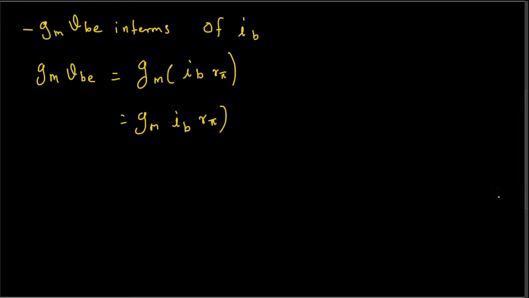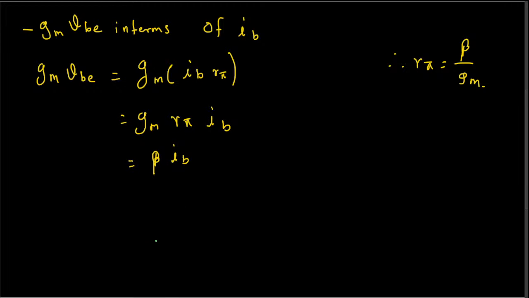and here okay, let me write R pi this way because there's another thing we can write, R pi times IB, and there's a relationship between R pi and gm, that is R pi is equal to beta over gm. Okay, so we can use that one over here. If you use that, then gm times beta over gm cancel, so we will end up getting just beta times IB.